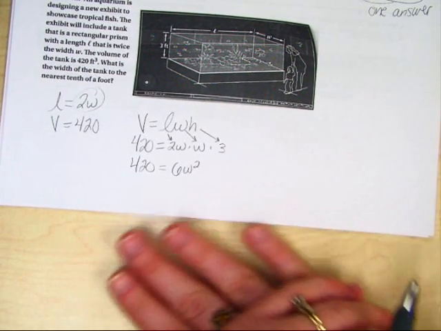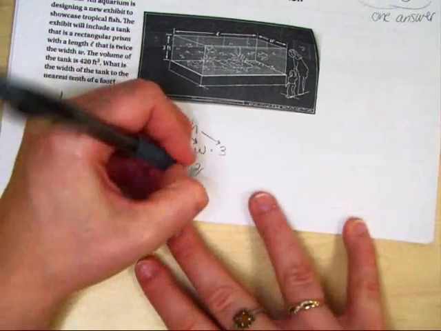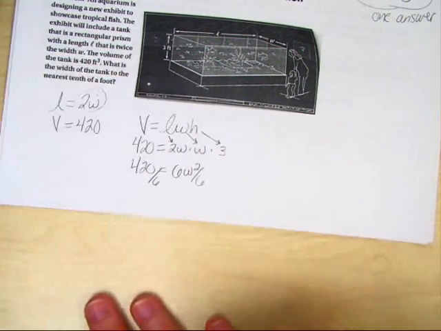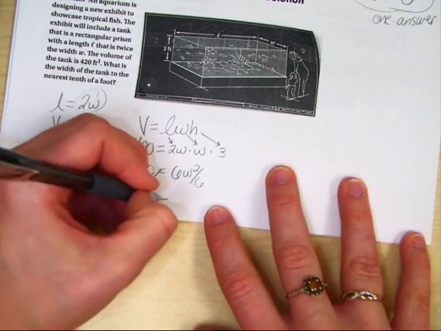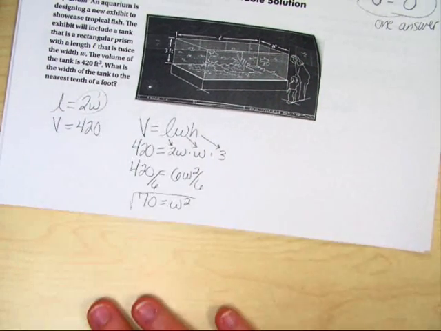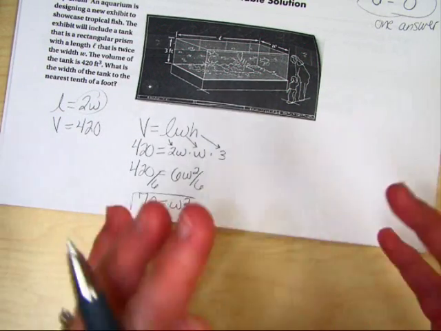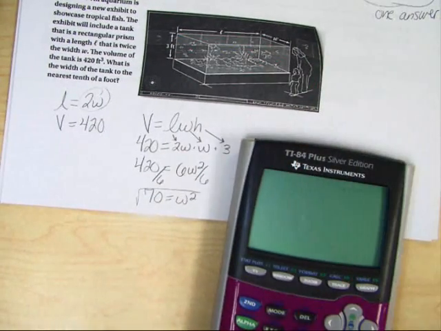Now we go to our steps from the top of this page and we isolate W squared by dividing by 6. 420 divided by 6 is 70. That equals W squared. Take the square root. Now, that's a decimal, so since we're working in real life, it says to the nearest tenth. We're going to get our calculator.